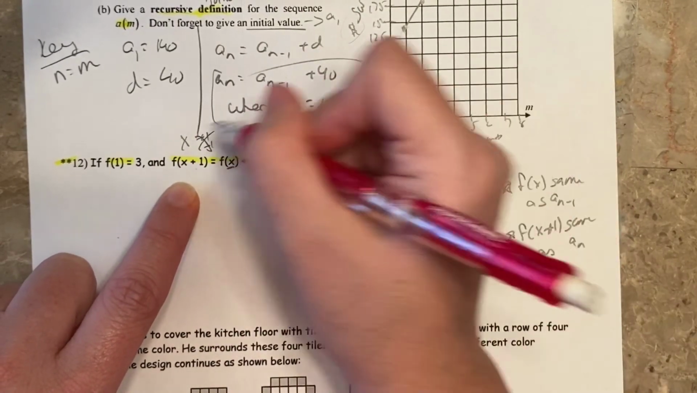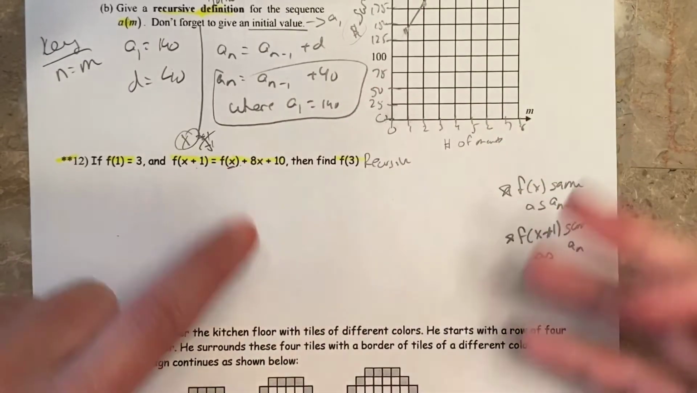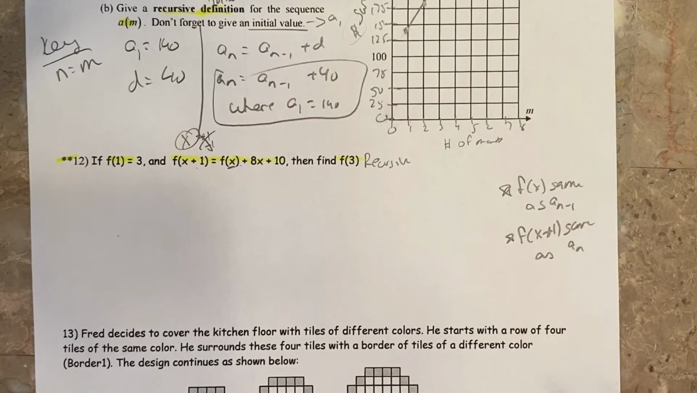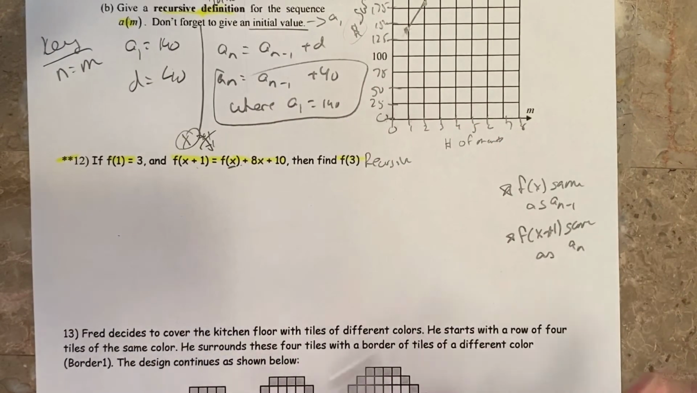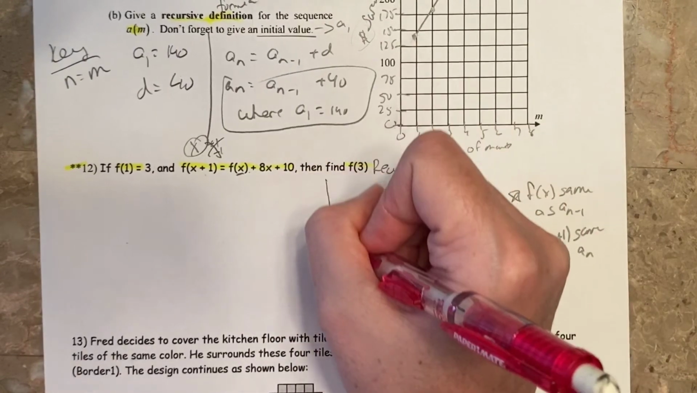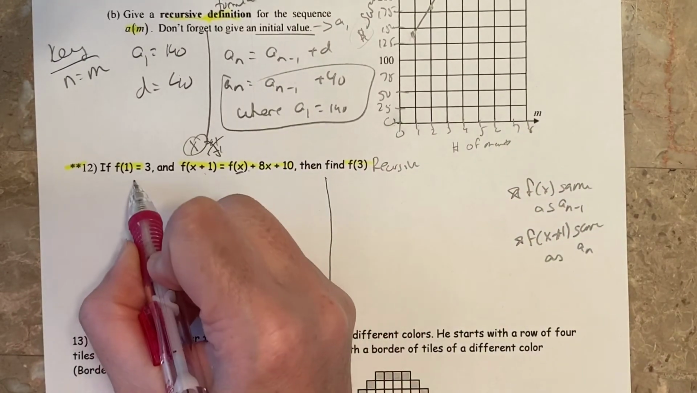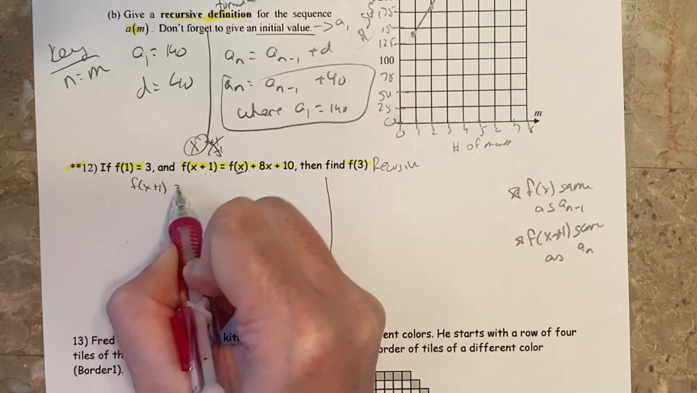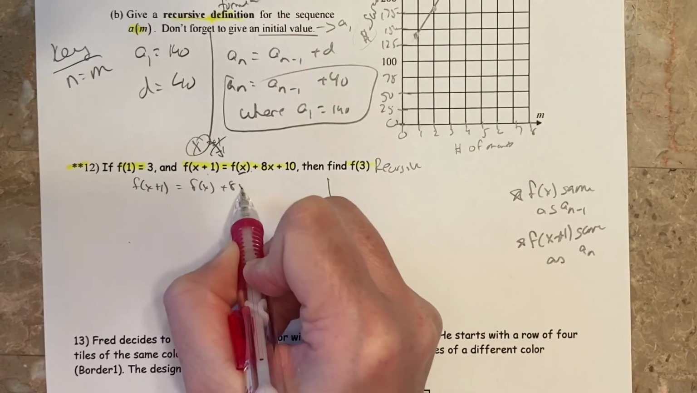Those would cross out, leave me with simply just an x. That's how you always know it's recursive, okay? All right, here we go. Toughest one. But you got this. So f of x plus 1 equals f of x plus 8x plus 10.